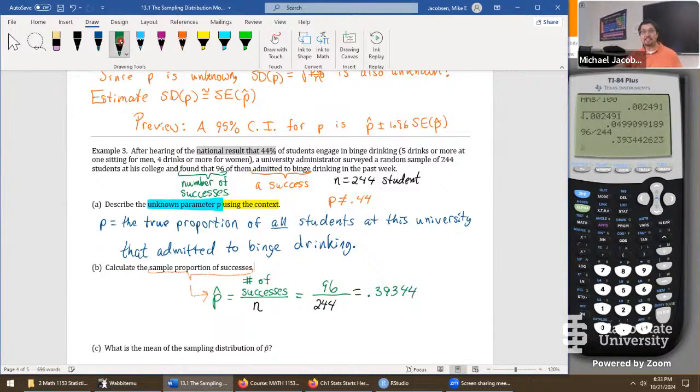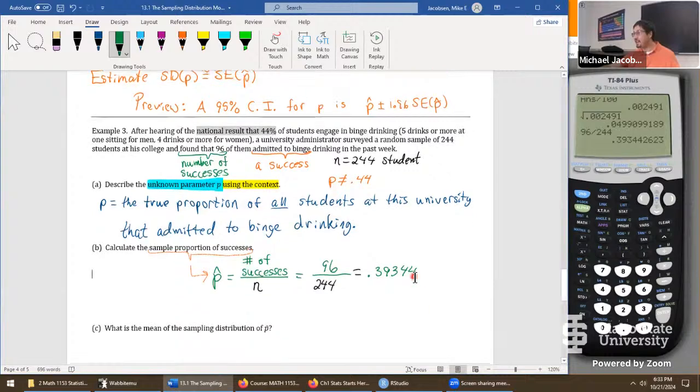And notice how interesting that is already. The national result is 44% of the students engage in binge drinking in the United States of America. The university administrator surveyed their university, and it's at about close to 40%. A lot of people might celebrate that. They might say, hey, that's great. Something's working in our university. Look, they're not binge drinkers. That's not true, actually. That's really kind of sad.